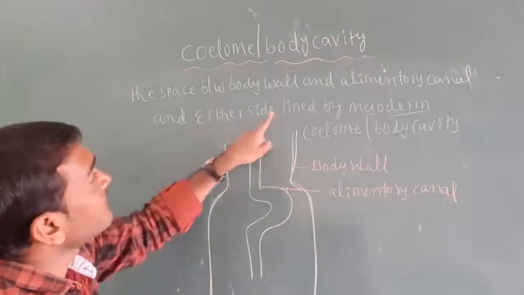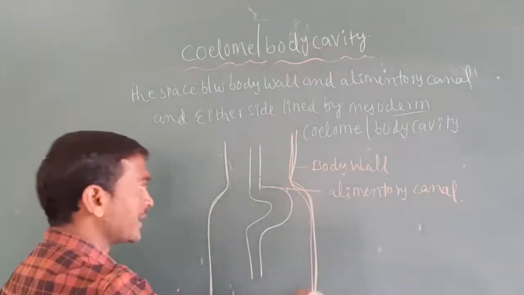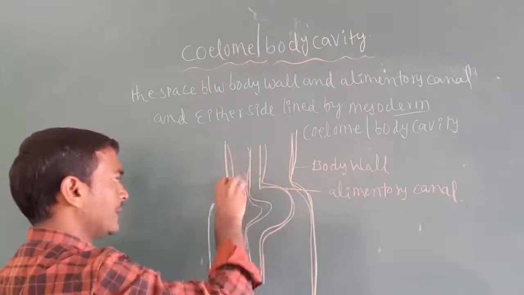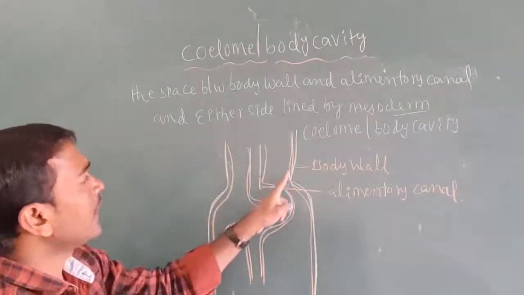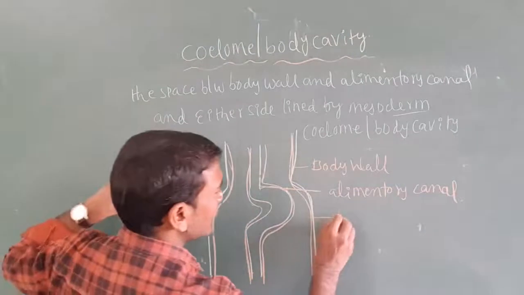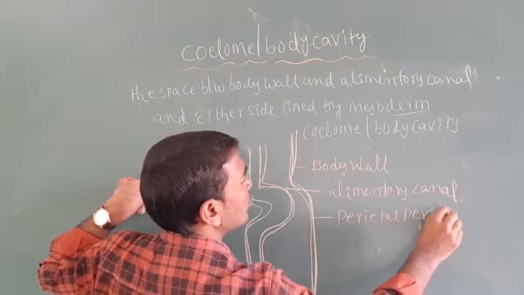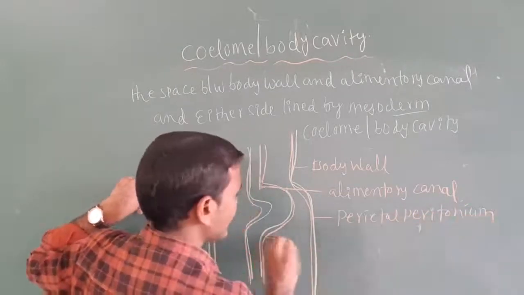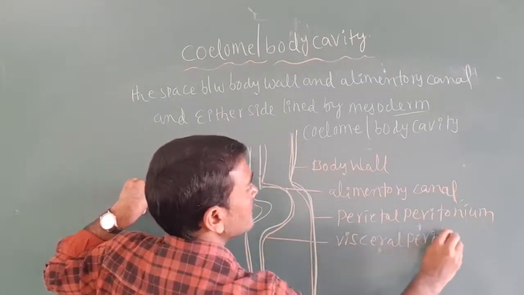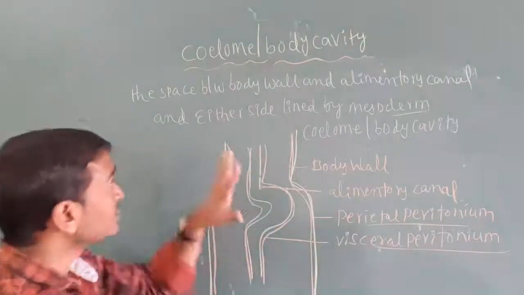The second point is that either side is lined by mesoderm. Here it is made up of mesoderm, and here also lined by the mesoderm. Either side, this side and this side, are both lined by the mesoderm. The external one is called the parietal peritoneum, and the inner one is the visceral peritoneum.